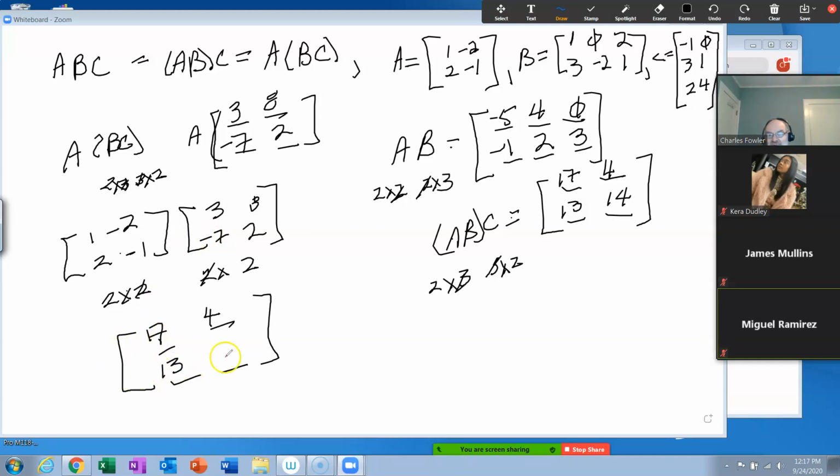Okay, and then the 2, 2 entry here would be second row here by second column here. That would be a 16 minus 2 is 14, and I believe that's exactly the same as what we got there. Now, this doesn't prove the theorem, but it sure seems like it's a good indicator it's probably true. 17, 4, 13, 14. Got it. All right.